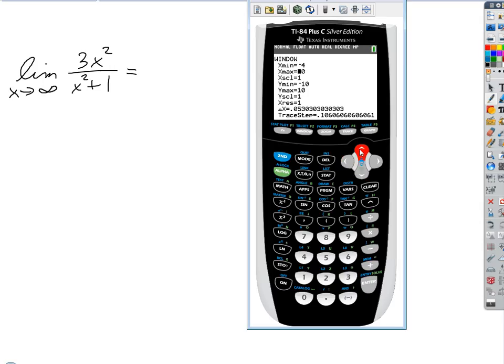Why -4? I didn't mean to do -4. I'm going to change the y values a little bit just so we can see it better. Okay, let's try that. Yeah, that's what it does, right? It looks like it approaches 3.